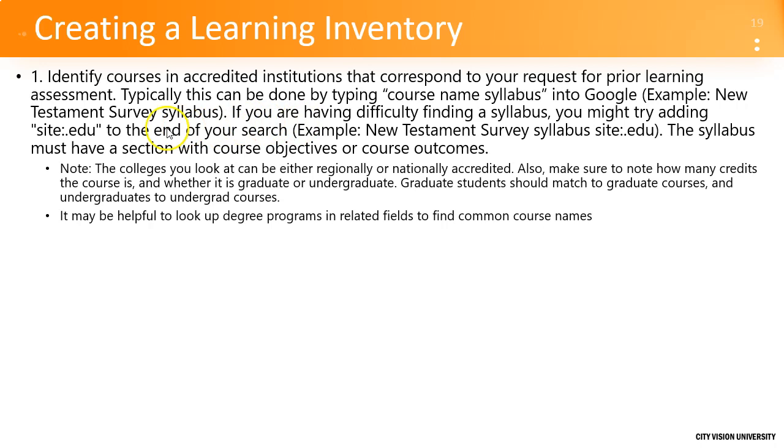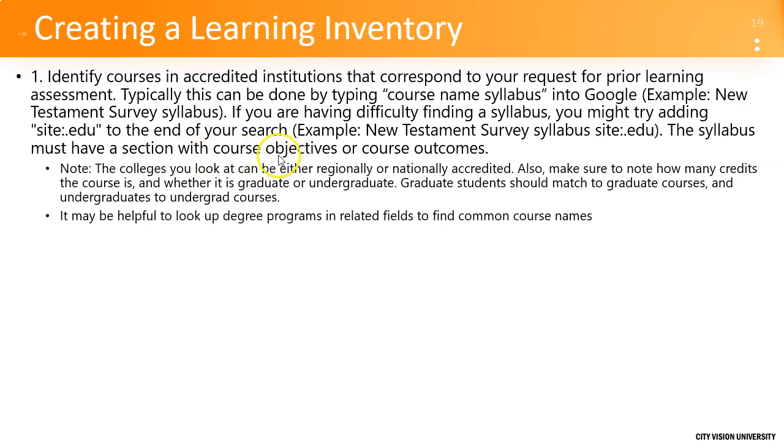I almost always include site:.edu because you'll often get a bunch of spam if you just type it without that, but this will limit it so that it only searches sites that end with .edu. So that usually limits the search to accredited universities. Not all .edus are accredited. Sometimes they're just licensed by their state. And so, for example, you type in New Testament survey syllabus site:.edu.